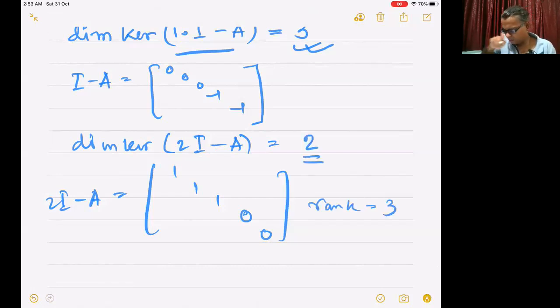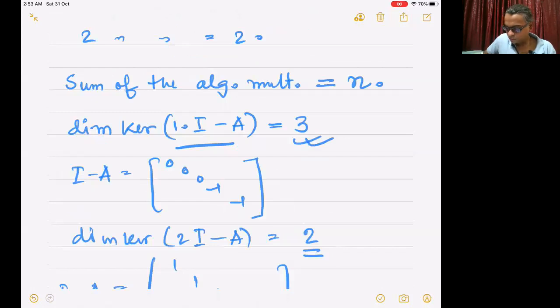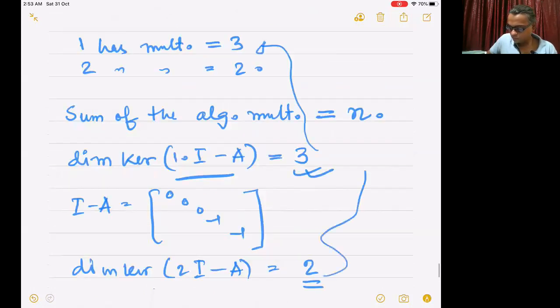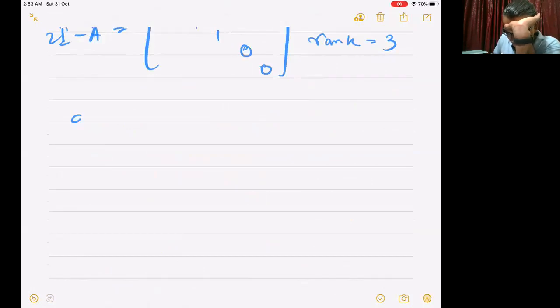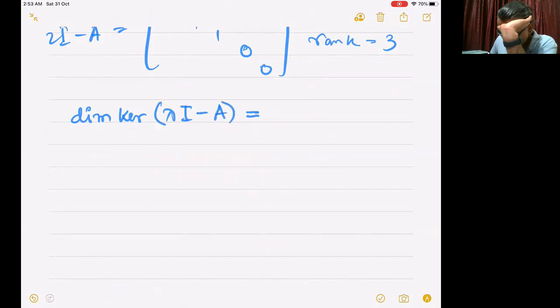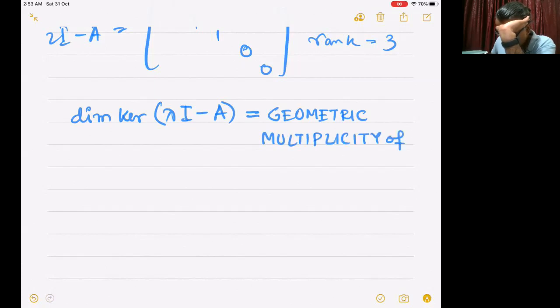So you see this number matches with this number, and this number matches with this number, right? These numbers are called geometric multiplicity. So the dimension of the null space corresponding to an eigenvalue lambda is called the geometric multiplicity of the eigenvalue lambda.